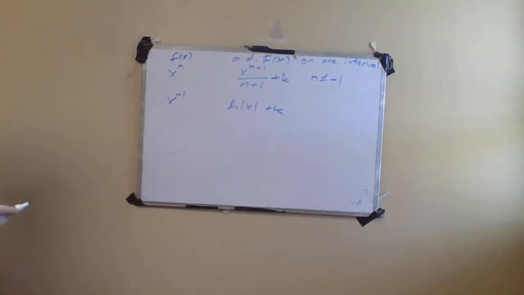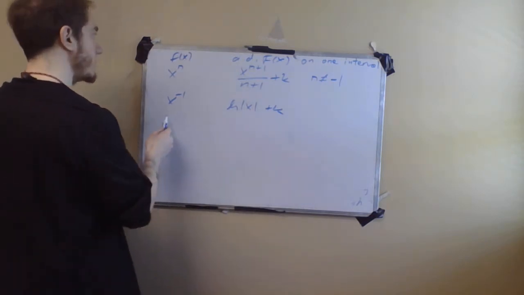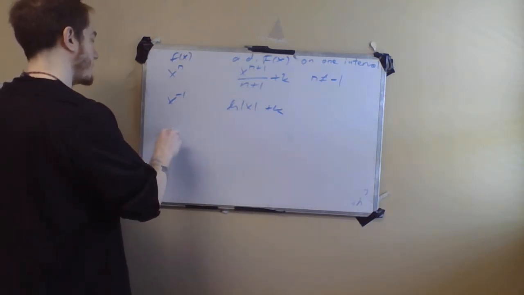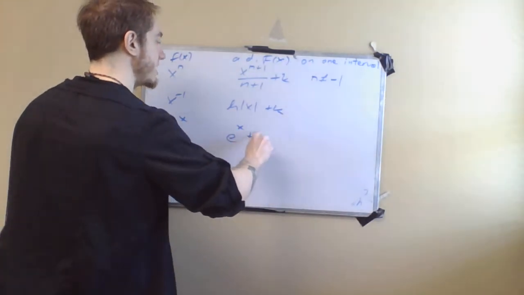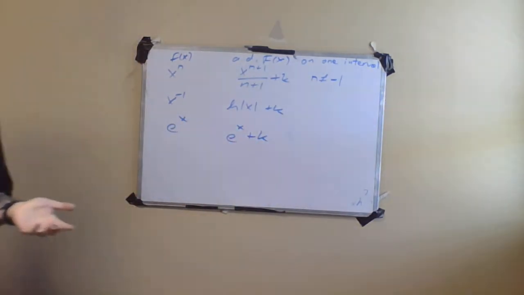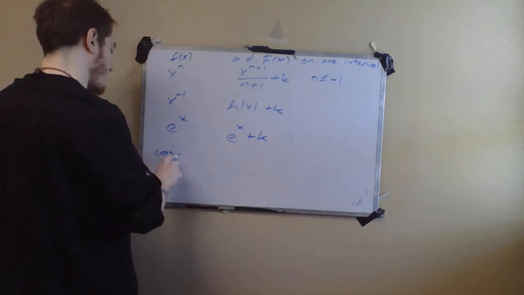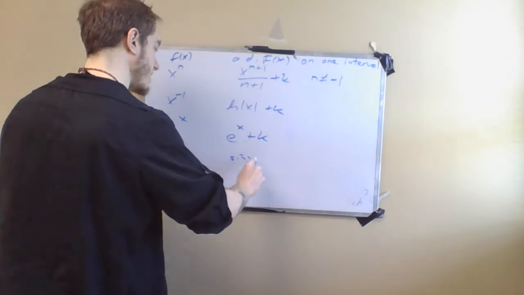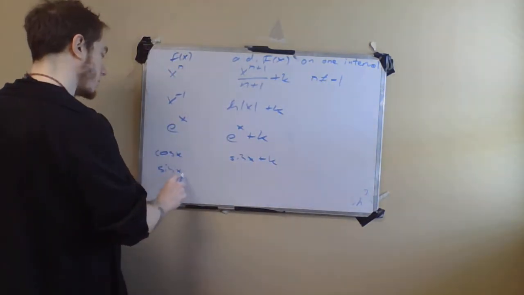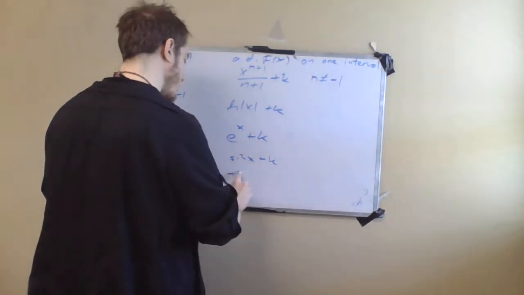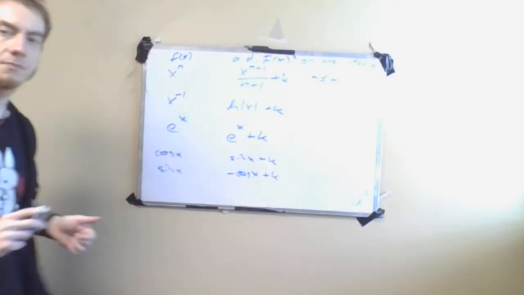So these are some examples. We've also got a bunch of other examples. For instance, if I start with the function e to the x, the antiderivative for that is going to be e to the x plus some constant. We already did cosine of x. That has an antiderivative of sine x plus a constant. What about sine x? Well, the antiderivative for that would be negative cosine x plus a constant.